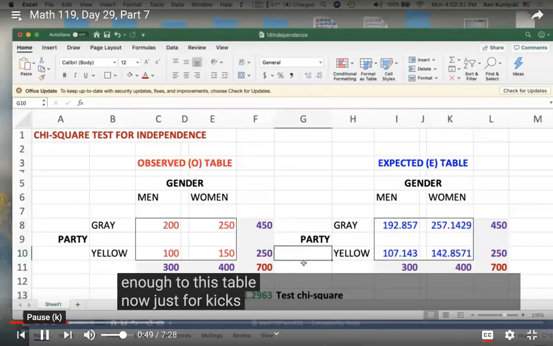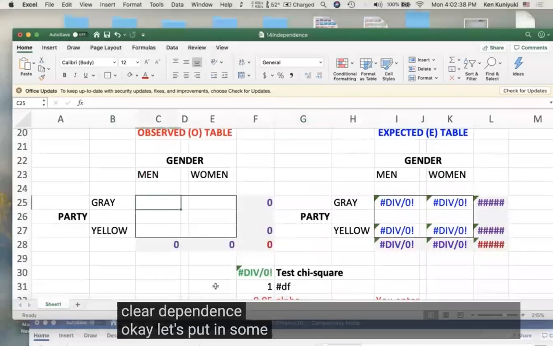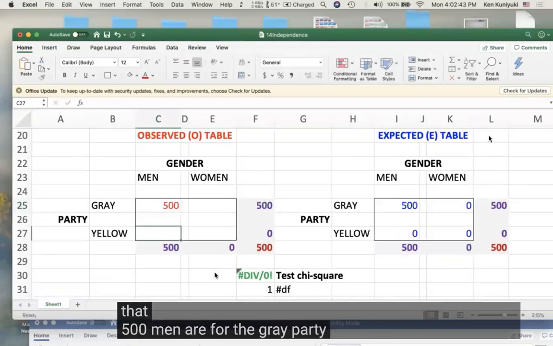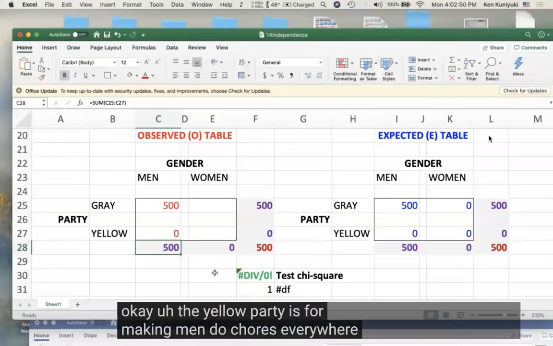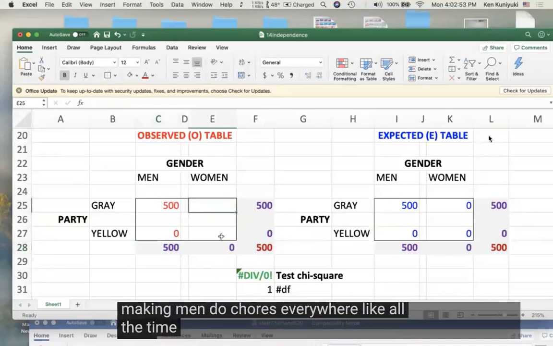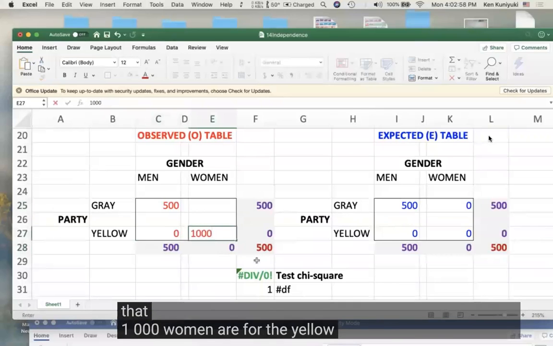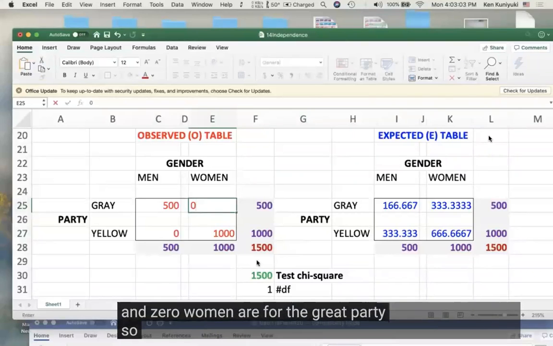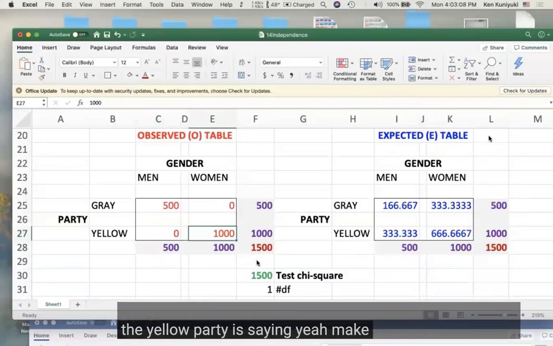Now, just for kicks, what about a case of clear dependence? Let's put in some numbers. Let's say that 500 men are for the gray party, none for the yellow. The yellow party is for making men do chores everywhere, all the time. And with the women, let's say that 1,000 women are for the yellow party and 0 women are for the gray party. So the yellow party is saying, yeah, make men do all the chores.